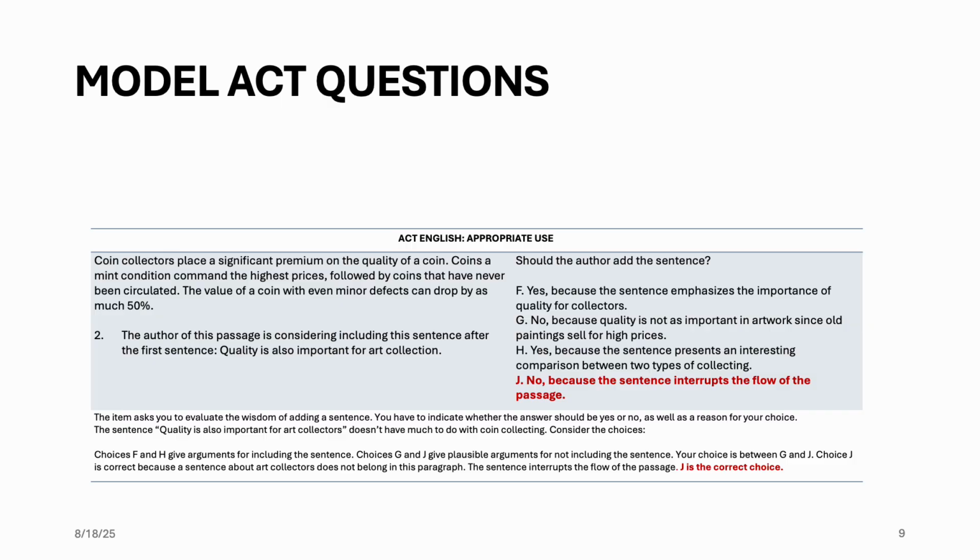The item asks you to evaluate the wisdom of adding a sentence. You have to indicate whether the answer should be yes or no, as well as a reason for your choice. The sentence, quality is also important for art collectors, doesn't have much to do with coin collecting. Consider the choices. Choices F and H give arguments for including the sentence. Choices G and J give plausible arguments for not including the sentence. Your choice is between G and J. Choice J is correct because a sentence about art collectors does not belong in this paragraph. The sentence interrupts the flow of the passage. J is the correct answer.